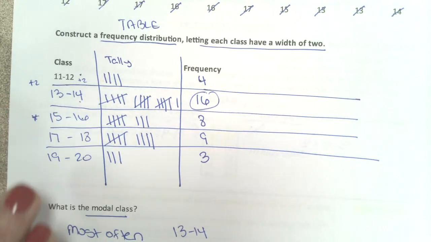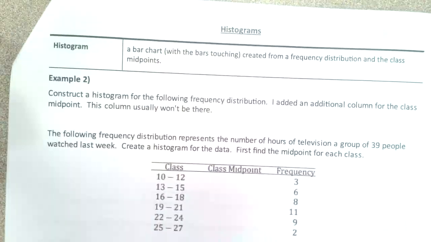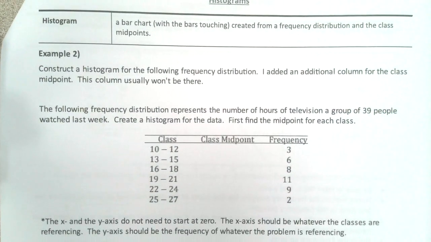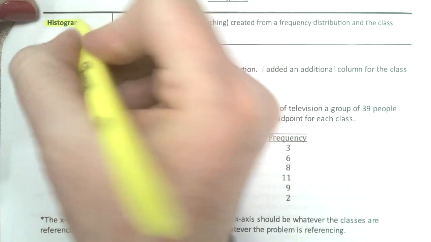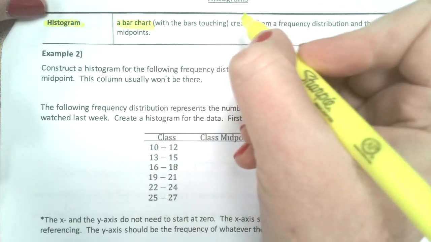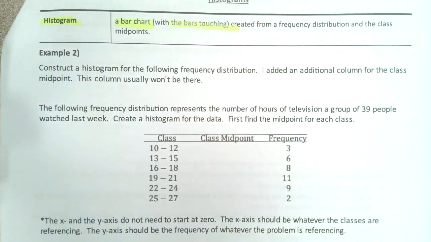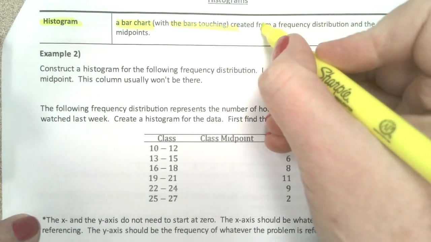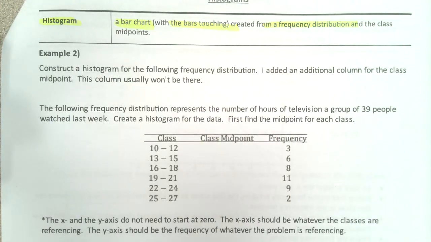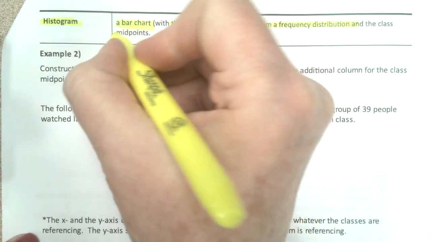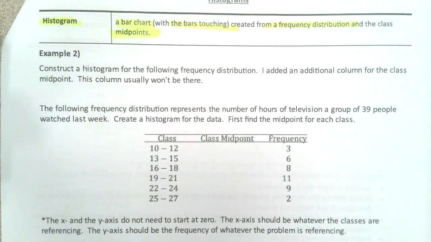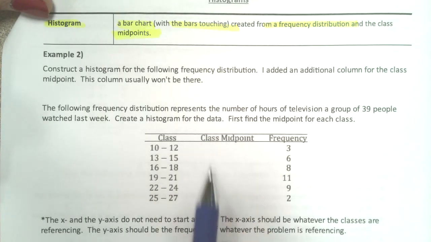All right, so I do believe we're starting with a new example. We are going to make histogram charts. A histogram is simply a bar chart where the bars touch. This is going to be created from a frequency distribution table with the midpoints. So we're going to have to calculate the midpoint for every single class so that we can use that.